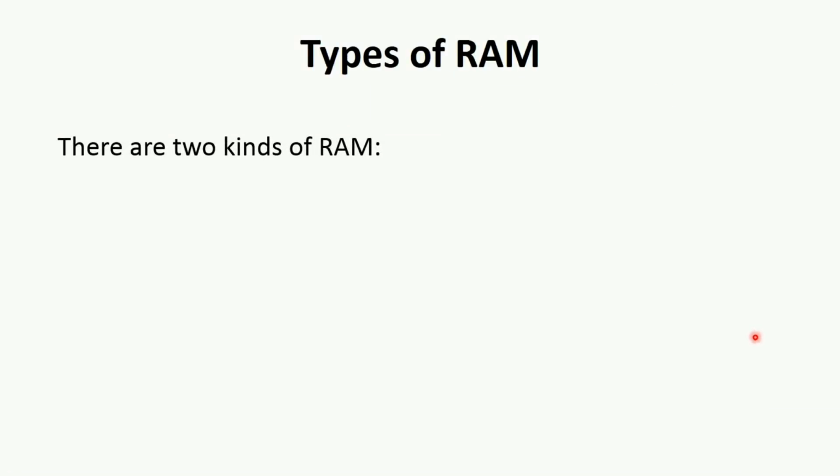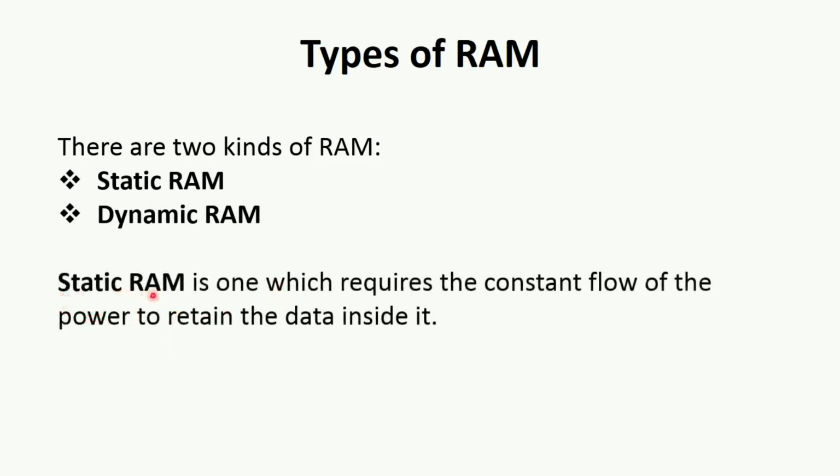There are two types of RAM. First is static RAM, second is dynamic RAM. Static RAM is one which requires the constant flow of power to retain the data inside it. Here the interrupted power could result in loss of data. The static RAM is made up of transistors and latches. Static RAM is faster and more expensive than dynamic RAM. It is mainly used as cache memory for the computer.